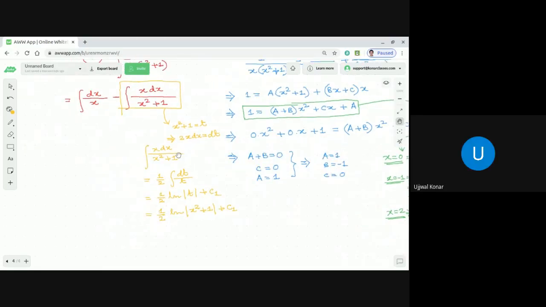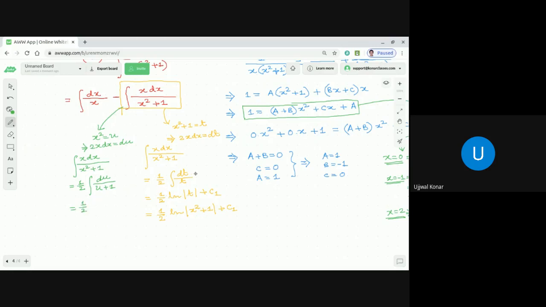Now, let me tell you what will happen if you take, as you said, x square equal to t. Let me not take t, let me take it as u. Let me use a different color. So if you take x square equal to u, then 2x dx is equal to du. So integration x dx divided by x square plus 1 should be equal to 1 by 2 into integration du by u plus 1.